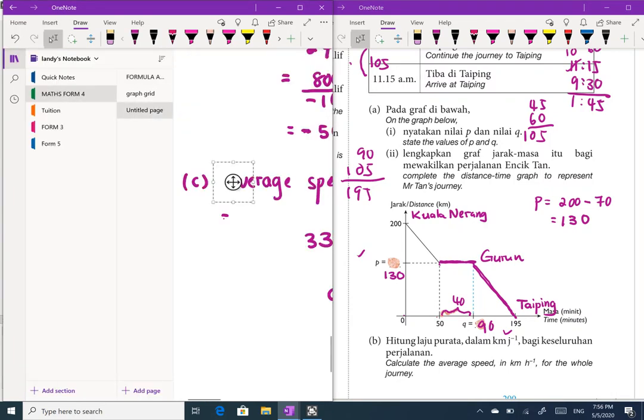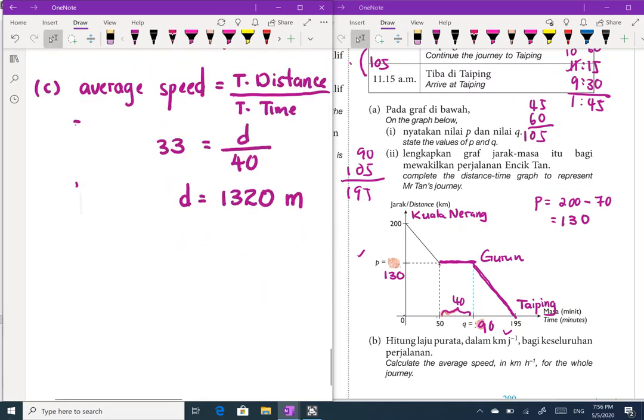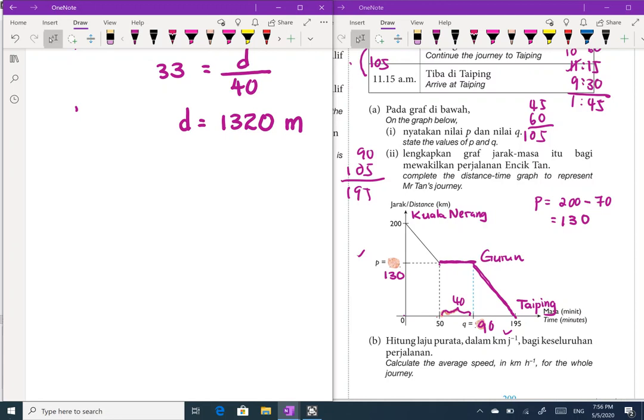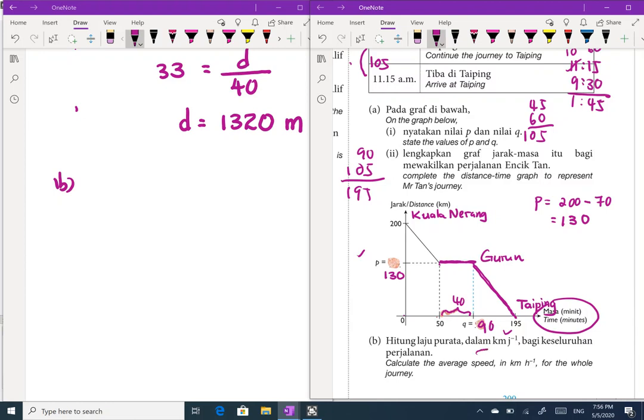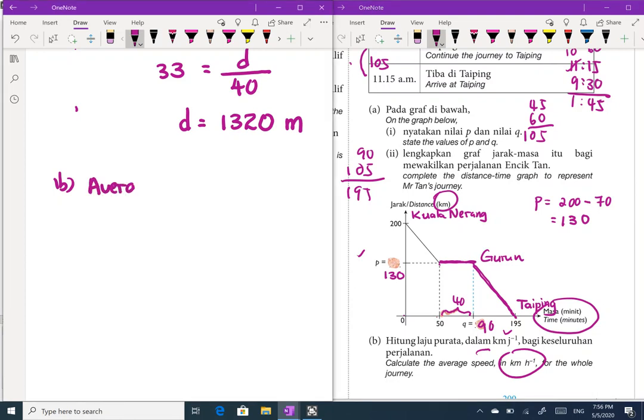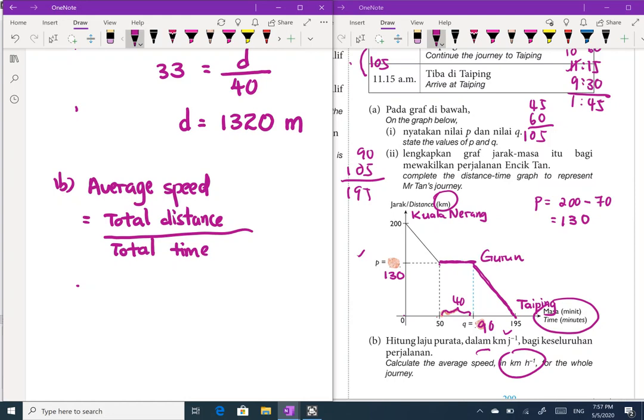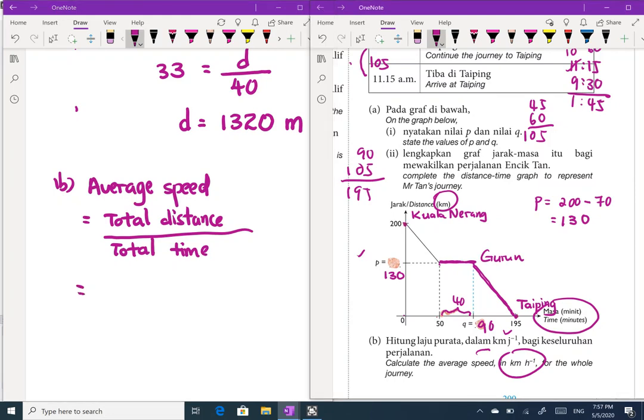Now I calculate the B. Calculate the average speed in kilometer per hour for the whole journey. Remember, our graph is in minutes. I want it in per hour. Average speed is equal to total distance 总距离, 再除掉 total time. Total distance from here to here is 200 minus 0, so it's 200.